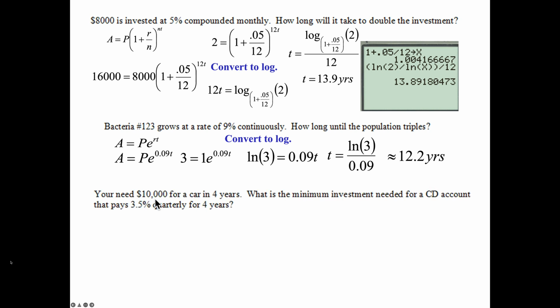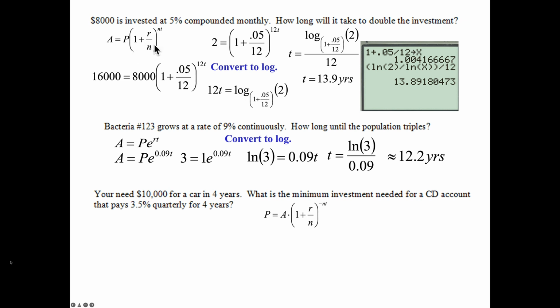All right. You need 10,000 for a car in 4 years. What is the minimum investment needed for a CD account that pays 3.5% quarterly for 4 years? Okay, that's this formula up here. But now we want to get to 10,000. That's the A. So again, this is one of those future values. You could use this formula. There's nothing wrong with it.